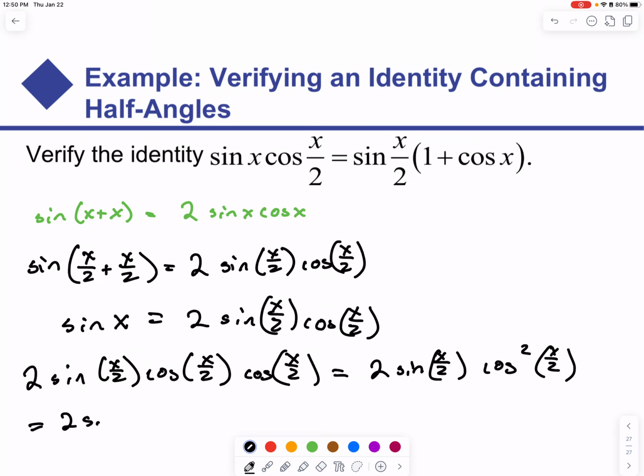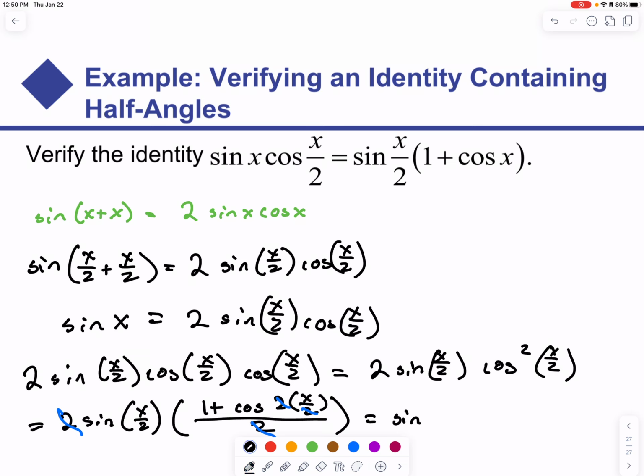So I'm going to let this be, we said what? 1 plus cosine of 2x over 2, but our x in this case is x over 2. Okay. So then these are going to cancel. Okay. We got cosine of x. Okay. And then it looks like these are going to cancel. And we are going to be left with sine of x over 2.